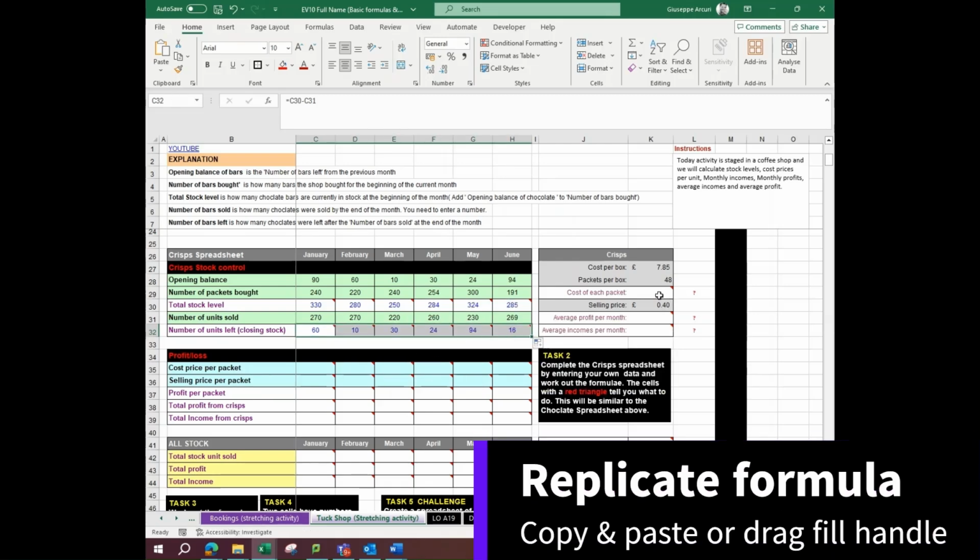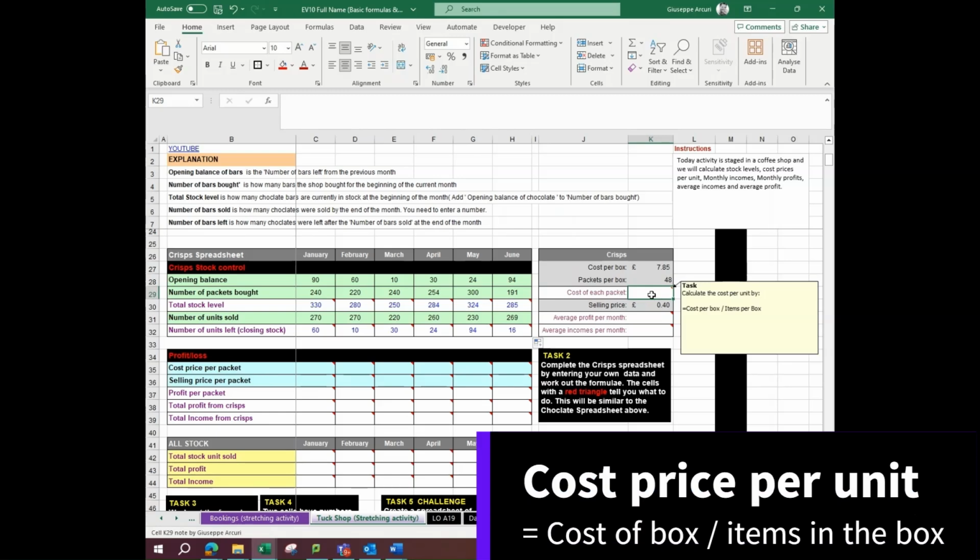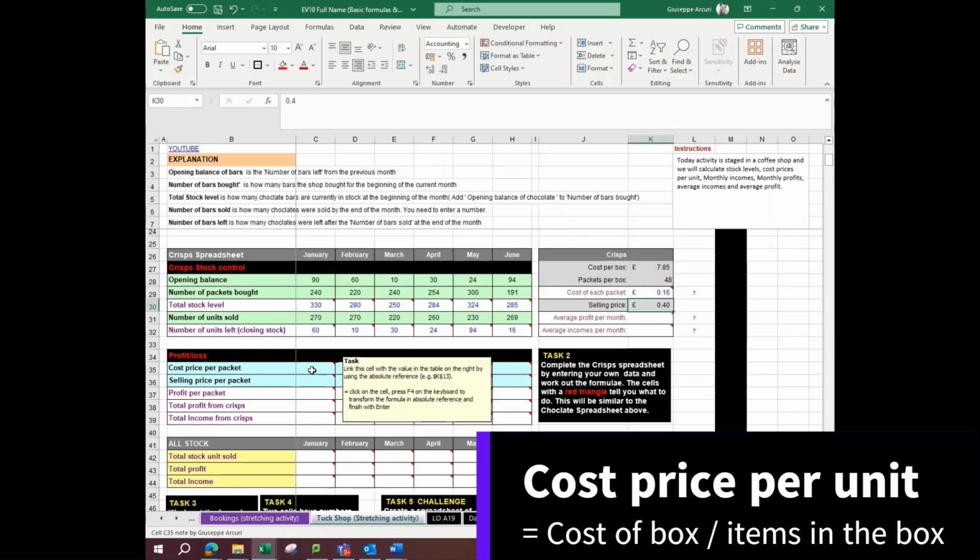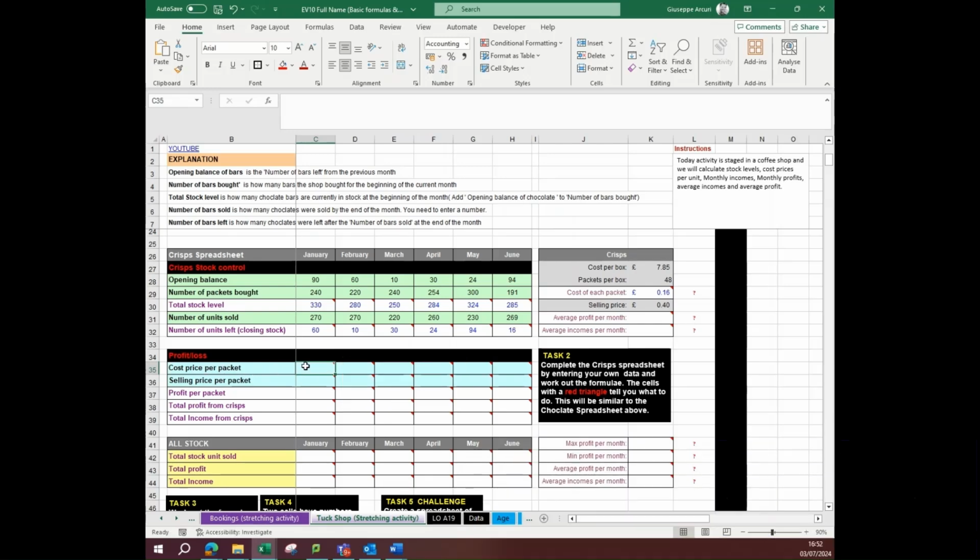On the right side, we calculate the cost price per unit, the average profit and the average income. Follow the same procedure used before. For the cost price of a unit, divide the cost of the box by the total units. For the average profit and the average incomes, use the AutoSum shortcut.